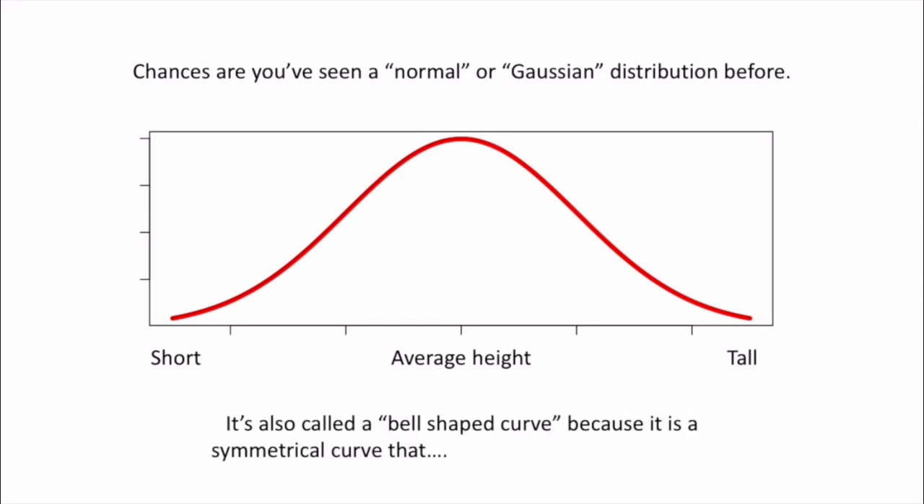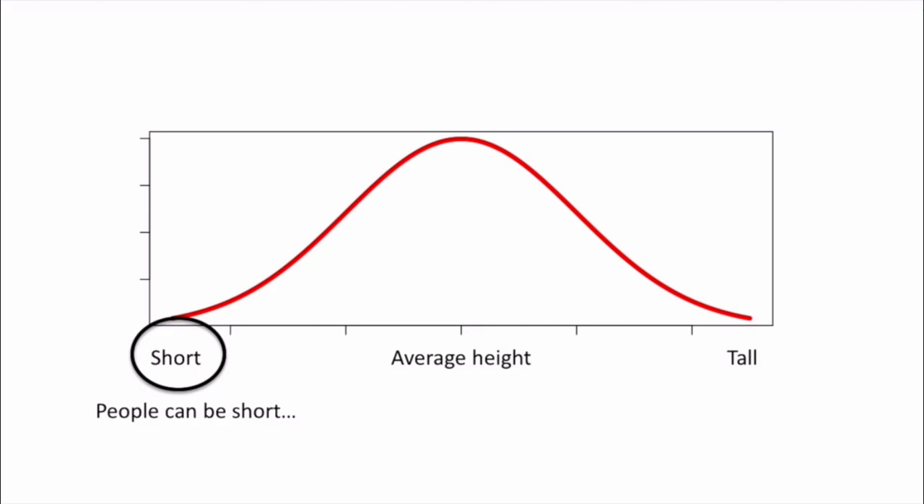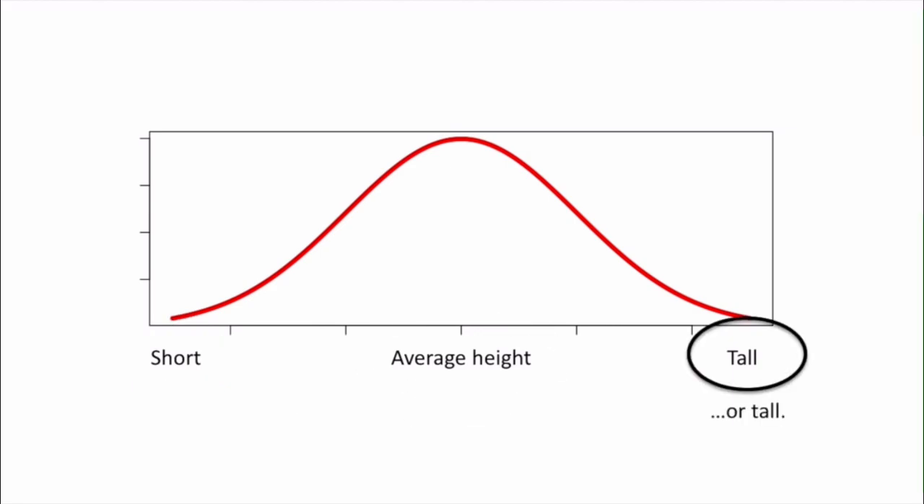It's also called a bell-shaped curve because it's a symmetrical curve that, wait for it, looks like a bell. In this example, the curve represents human height measurements. People can be short, average, or tall, or anywhere in between.